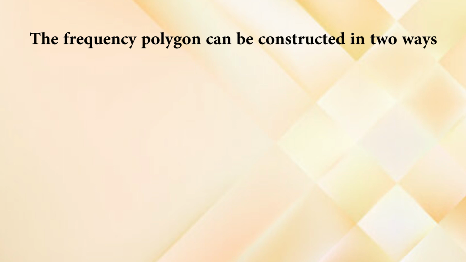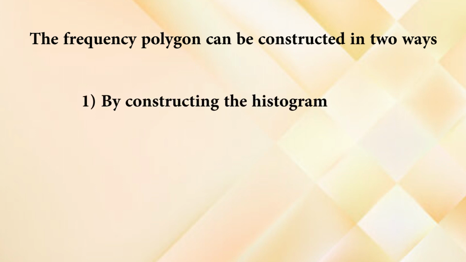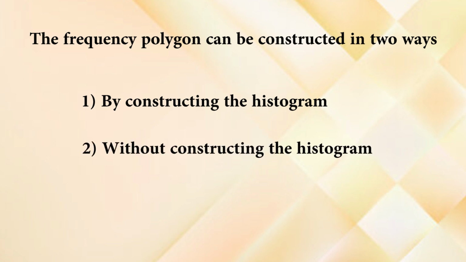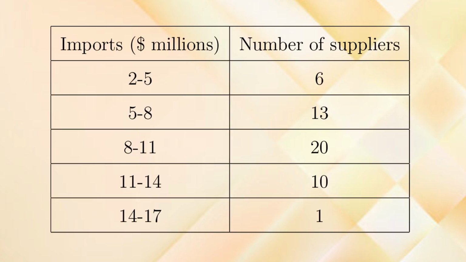The frequency polygon can be constructed in two ways: one by constructing the histogram and the other without constructing the histogram. First, we shall see the construction of a frequency polygon using a histogram. For this, let us consider the example for which the histogram was constructed earlier.